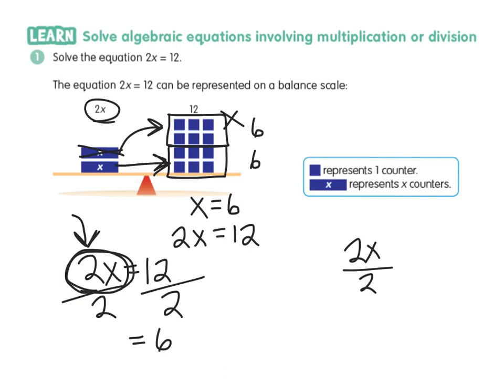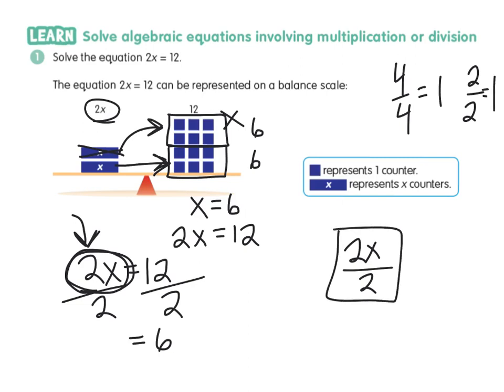Well, remember, if you have a fraction like 4 over 4, that fraction is equal to 1. If you have a fraction like 2 over 2, that's equal to 1. So over here I have 2x over 2. Both of these 2's can end up canceling out because it's going to equal 1. So what I'm left with is just x. So my final answer will say x is equal to 6. Let's take a look at a word problem for this exact same problem here, 2x equals 12.